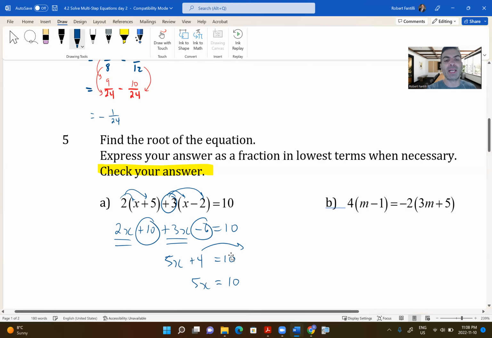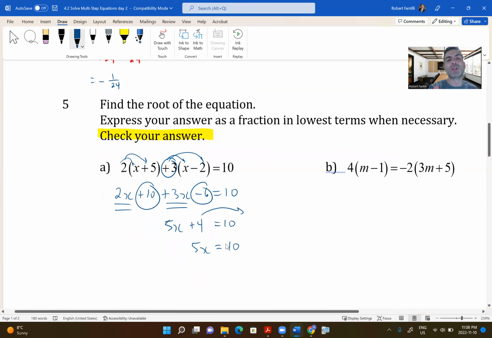Why am I writing the 10 there? I could do some mental math. I don't need to, but it's important to show your work. Someone should be able to look at your question and see the communication, right? They should understand your step-by-step what you did.